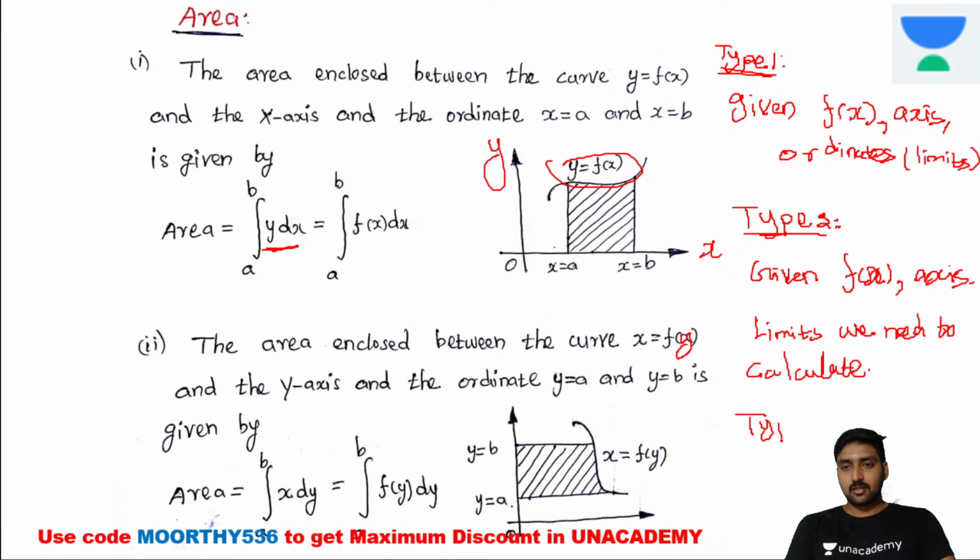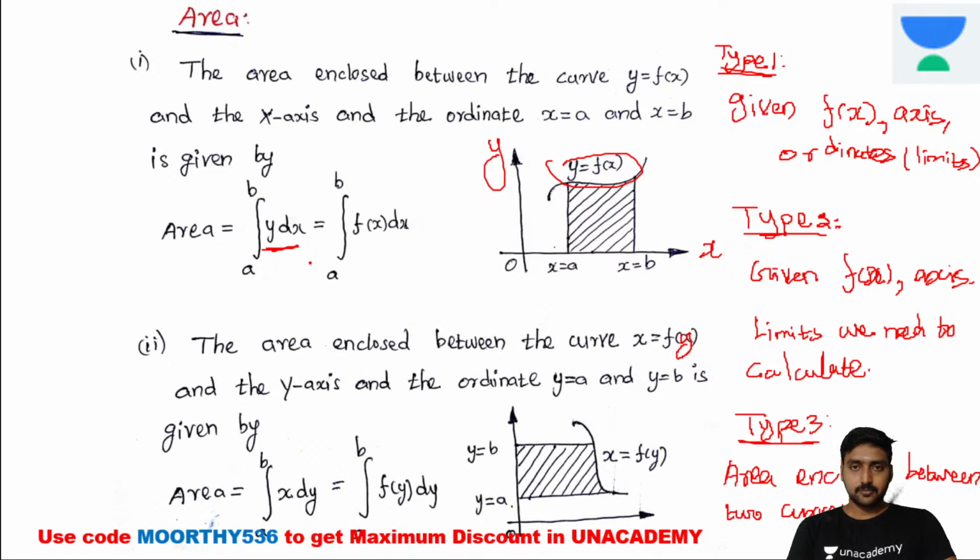And type 3, the area enclosed in between the two curves. They will give the two curvatures. So the limits as well as axis we need to decide. Area enclosed in between the two curvatures. So this is the condition, right? Okay, so these are the three types.